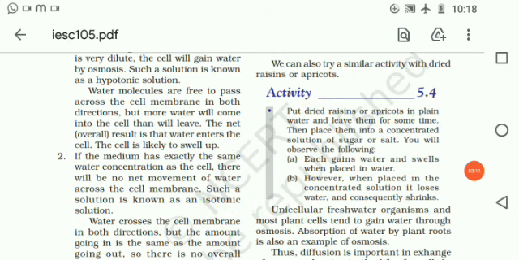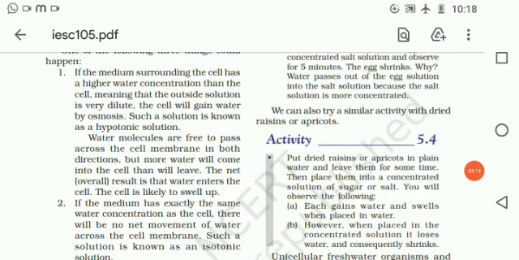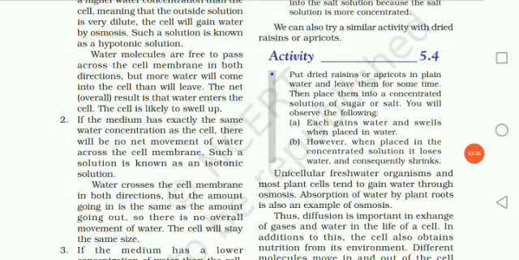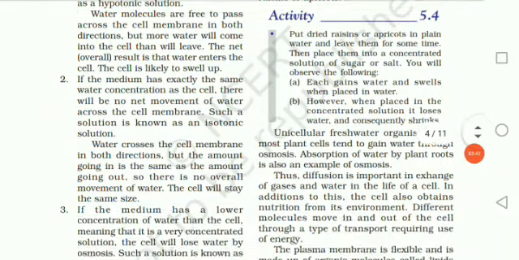Here you see, the medium surrounding the cell has a higher water concentration than the cell, meaning the outside solution is very dilute. The cell will gain water by osmosis. Such a solution is hypotonic. Water molecules are free to pass across the cell membrane in both directions. If the medium has exactly the same water concentration on either side, there is no net movement. We say that is isotonic.